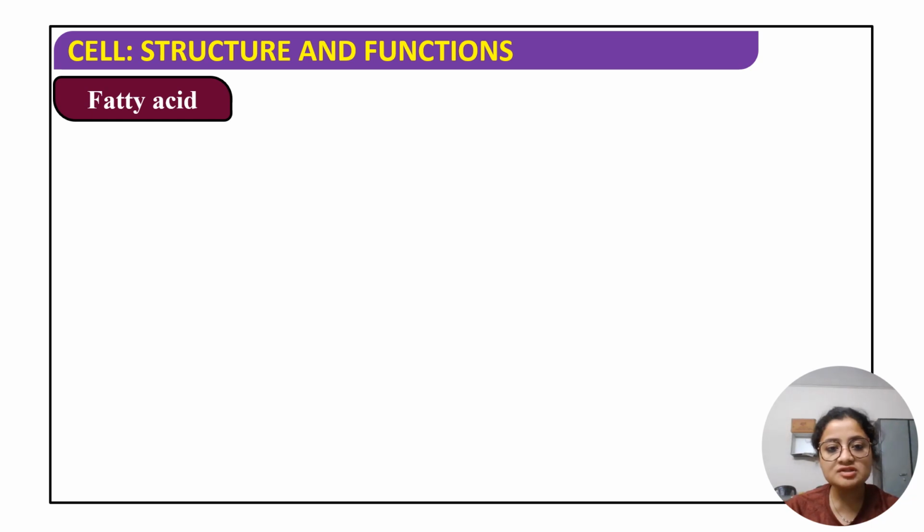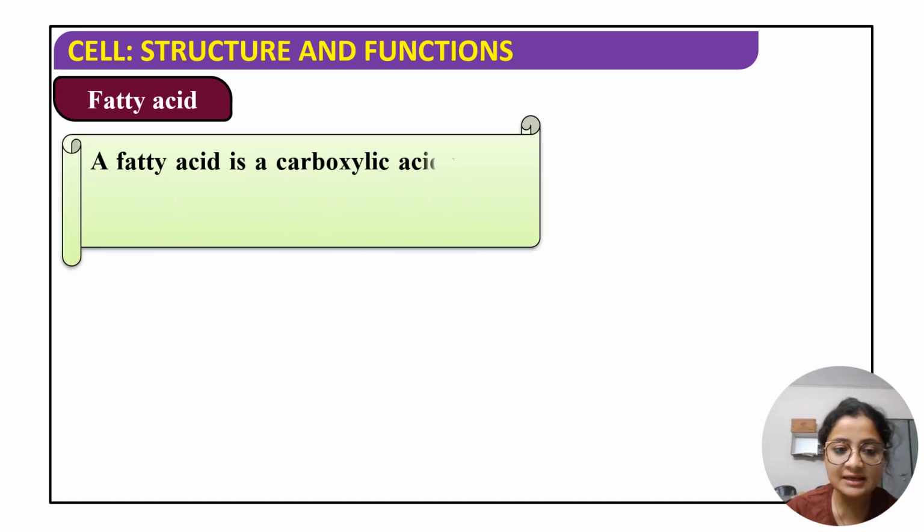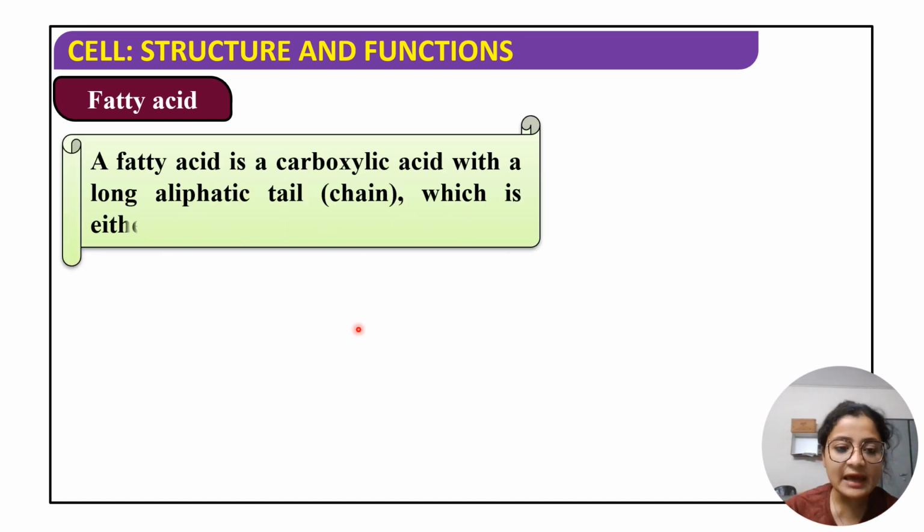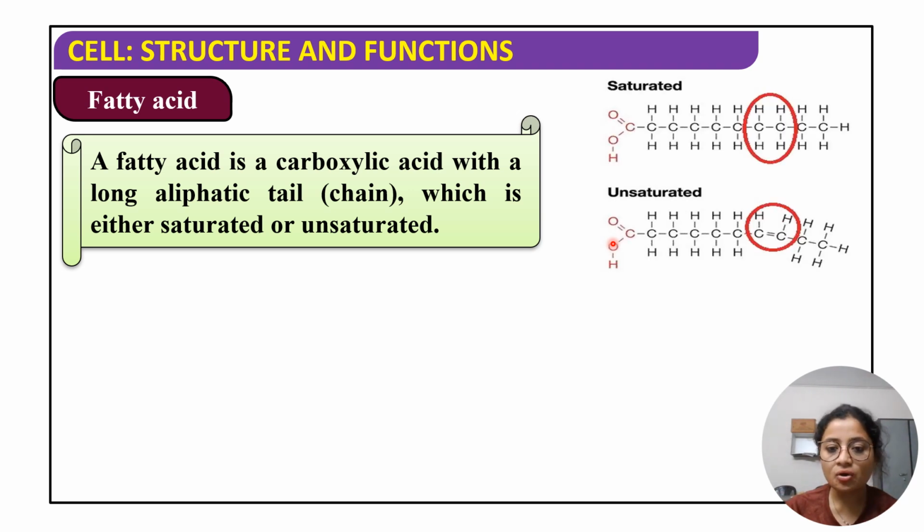Now talking about the structure of lipids. ठीक है, तो lipids में क्या रहता है? Mainly रहता है fatty acid और उसके साथ साथ रहता है glycerol. So let's first talk about fatty acid. What is a fatty acid? It will be having a carboxylic acid with a long aliphatic tail, जिसको हम aliphatic chain भी बोल सकते हैं, which is either saturated or unsaturated. Okay, so what is the difference, basic difference between saturated fatty acid and unsaturated fatty acid? Something very important you need to understand very well.